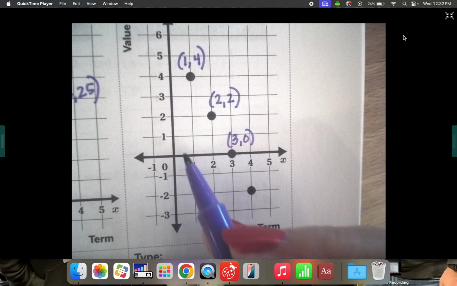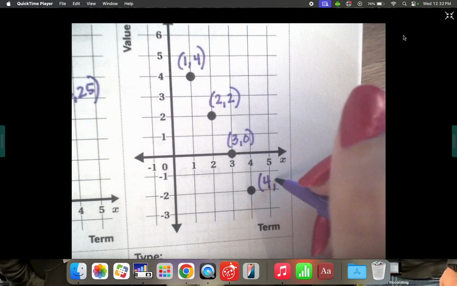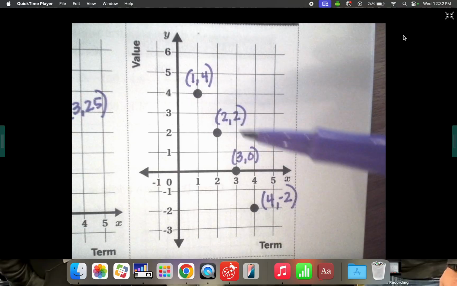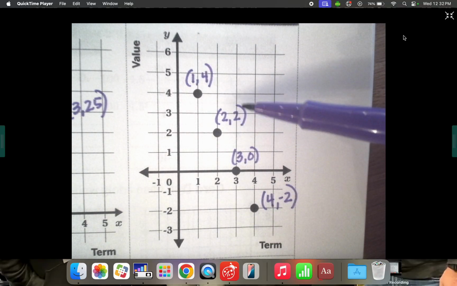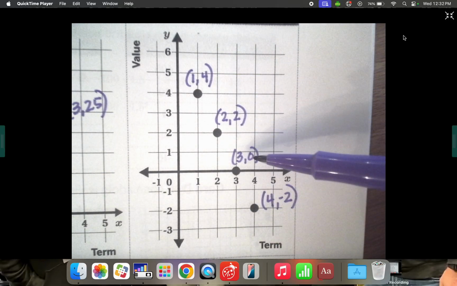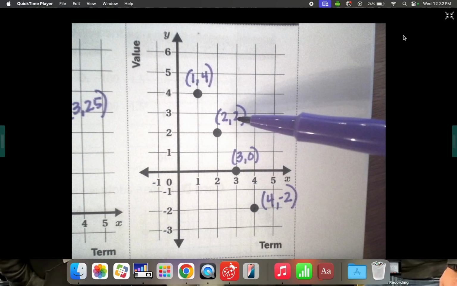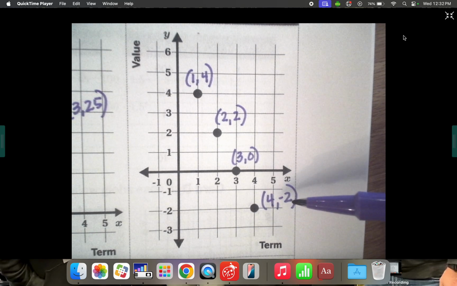And then this dot down here is at 4, -2. Okay, so this is our first term, second, third, and fourth, and the pattern is going from 4 to 2 to 0. I was going to say you could half it, but then you can't half 2 and get 0. Half of 2 would have been 1. So we're not halving. 4 to 2 would be minus 2. 2 to 0, minus 2. 0 to minus 2 is negative 2. Okay, so this one is just subtracting 2 every time.